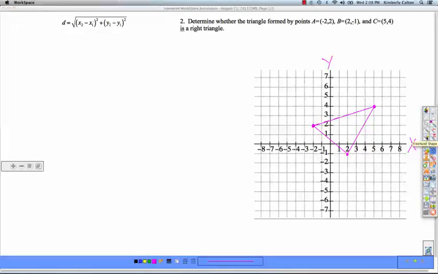And we're hoping that this is a right triangle, and if it were a right triangle, we would think that the right angle would be right here. So we can go ahead and label this. So we know this was A, we know this was B, and this was C. So we have to think a little bit more about right triangles. So we can use the Pythagorean theorem.